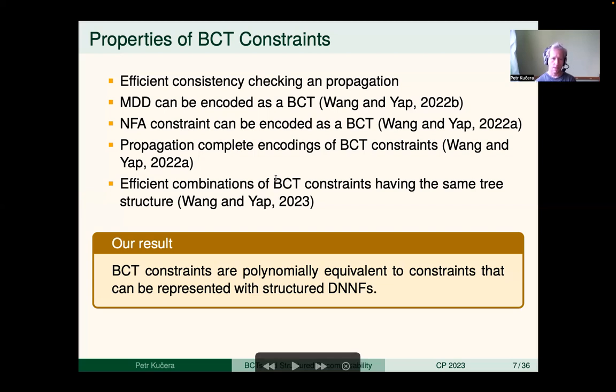So our result is that actually BCT constraints are polynomial equivalent to another structure, or another representational language that is commonly used in knowledge compilation, and that's the language of structured DNNFs.